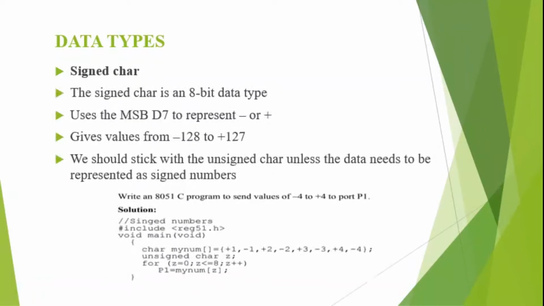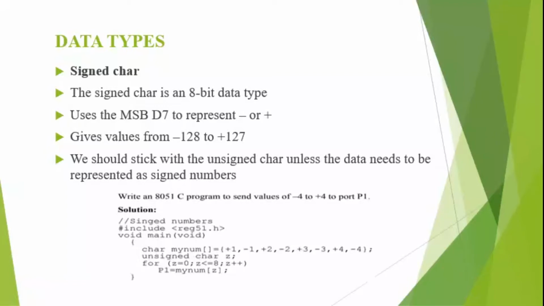The next data type is signed char. It is also an 8-bit data type. The MSB, the D7 bit, is used to represent whether the number is positive or negative, that is, an unsigned or signed number. The range is from -128 to +127. So if the data has to be represented as a signed number, then we have to use the signed char data type. Else the unsigned char data type can be used.